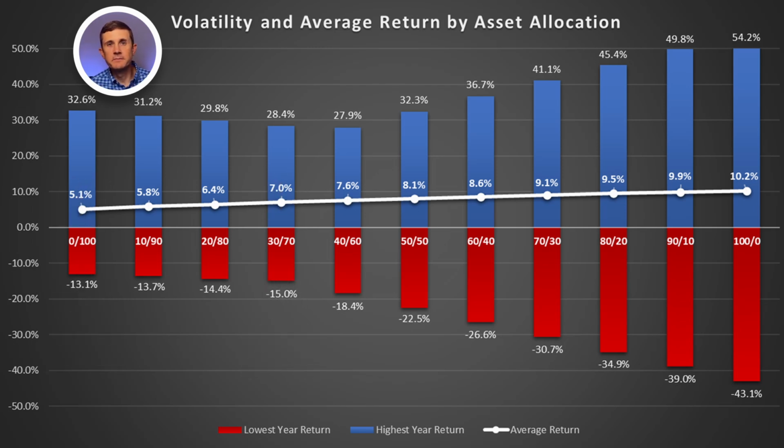Now, this doesn't necessarily mean that you should hold a 30-70 portfolio, but the data does seem to indicate that there's a better balance between risk and reward than those in a 100% bond portfolio.